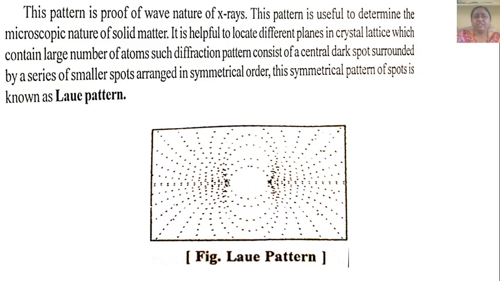This pattern is proof of the wave nature of X-rays, and this pattern is useful to determine the microscopic nature of solid matter. It is helpful to locate different planes in the crystal lattice which contain a large number of atoms. Such a diffraction pattern consists of a central dark spot surrounded by a series of smaller spots arranged in symmetrical order, and this symmetrical pattern of spots is known as Laue's pattern.